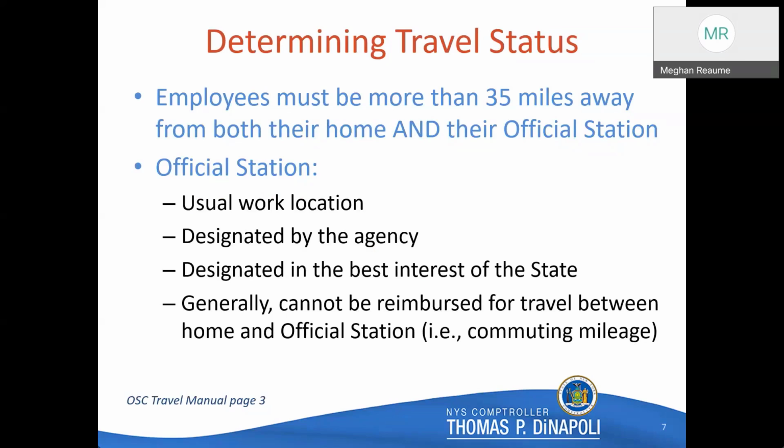There are potential tax consequences when an official station is assigned incorrectly, so it's critical that the head of the agency and the designated employee data administrator, or EDA, have the official station of any employee be the primary place of work. Lastly, any travel between an employee's home and the official station or commuting is not reimbursable.